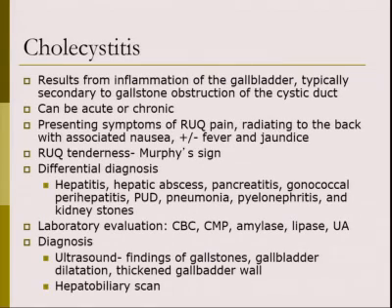Cholecystitis results in inflammation of the gallbladder, typically secondary to gallstone obstruction of the cystic duct. It can be acute or chronic. The symptoms are right upper quadrant pain, sometimes radiating to the back, associated with nausea. You may have a positive Murphy sign. The differential diagnosis of right upper quadrant pain is hepatitis, hepatic abscess, pancreatitis, Fitz-Hugh-Curtis, which is gonococcal perihepatitis, ulcers, pneumonia, pyelonephritis, and kidney disease. These are the tests that you would use to evaluate a patient, and again, it's diagnosed by ultrasound with findings of gallbladder dilatation and thickening of the gallbladder wall.